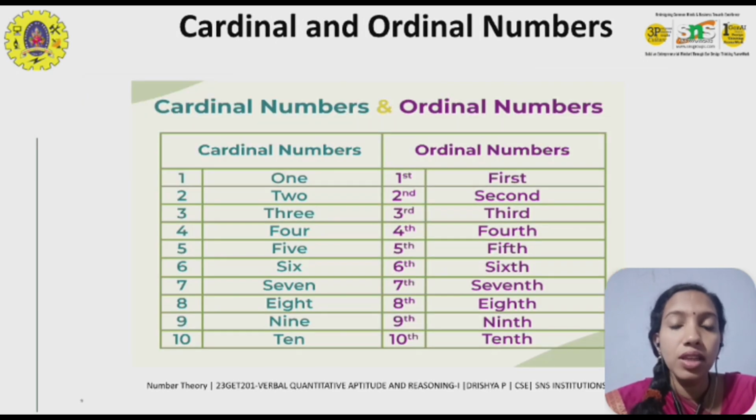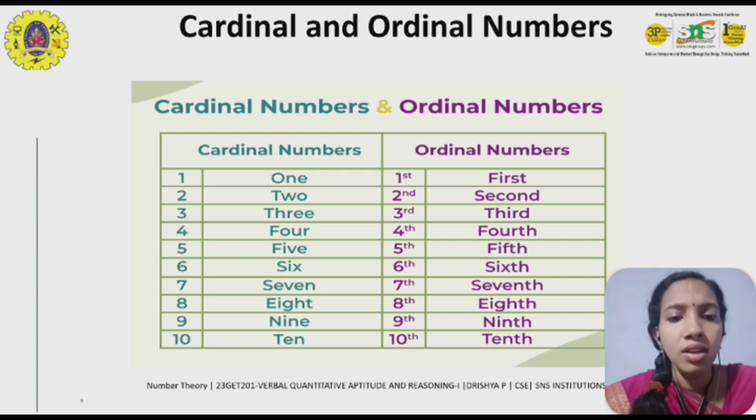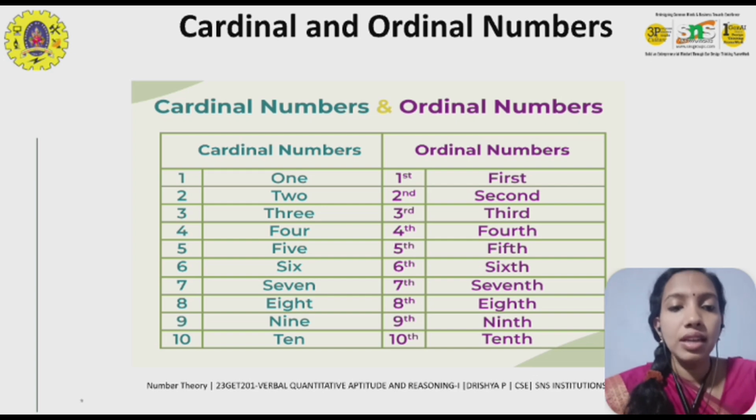Then next, in the first part, I just used the terms cardinal and ordinal numbers. I explained that one is represented as first, 2 is second, 3 is third, 4 is fourth, 5 is fifth, like that. 9 is ninth, 10 is 10th. This is the cardinal and ordinal representation of numbers.